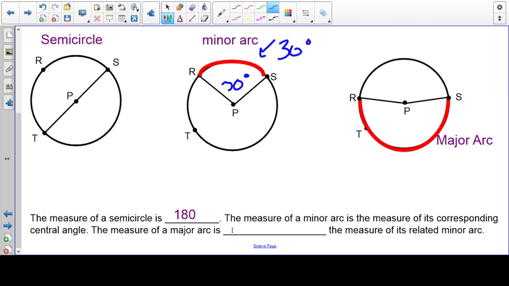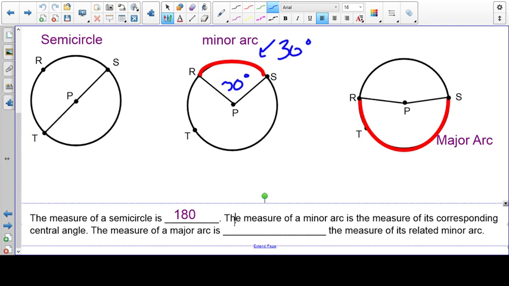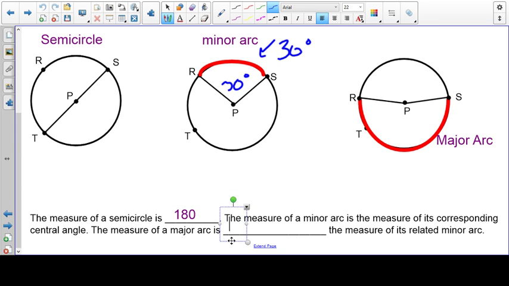So that being said, the measure of a major arc is going to be 360 minus the measure of the minor arc. So say I was looking for this big one here. If I know this piece is 30, 30 subtracted from 360 gives me 330. So that means that this whole big arc must be 330 degrees.